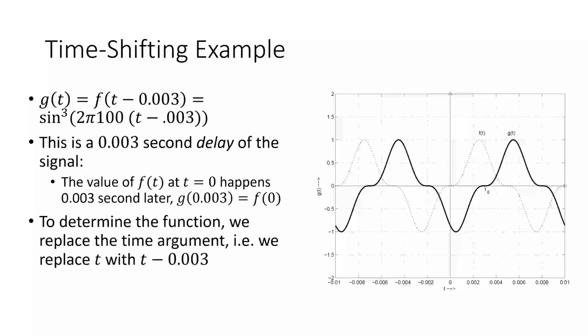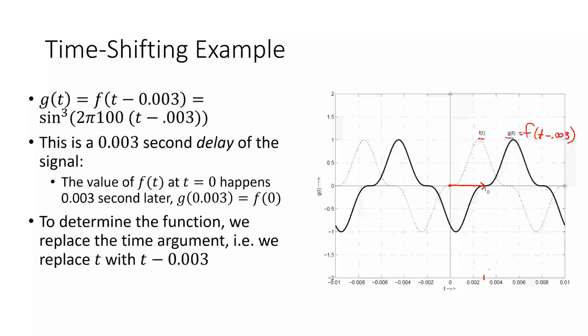So here you can see that shift, right? This was the original f of t. This is the g of t, which is f of t minus 0.003. And I can see that the zero crossing point was moved over to what appears to be 0.003. Okay. Again, not the most exciting thing in the world.